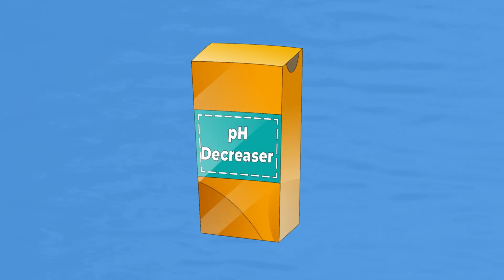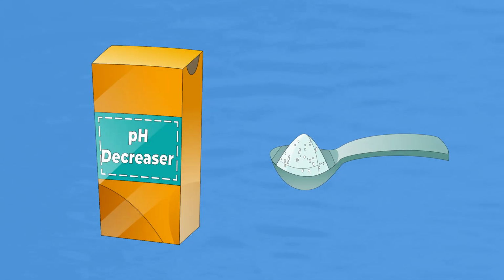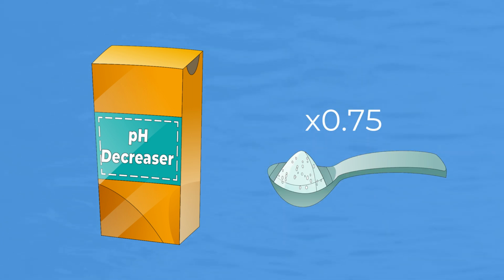Next, check the product's instructions to determine the right amount to use. It's usually written at the back. It's always easier to add more pH decreaser later rather than trying to adjust the levels after adding too much of it. So adding 75% of the recommended amount is always better.